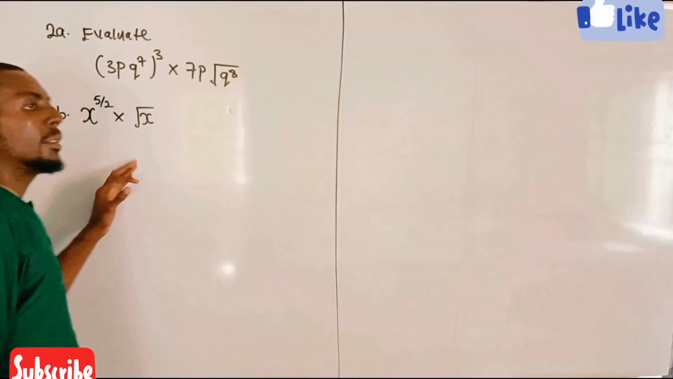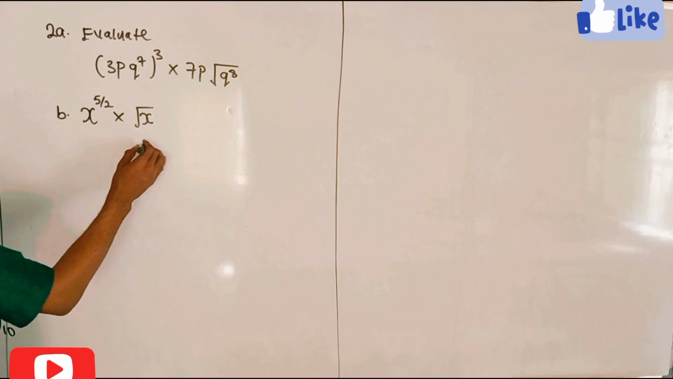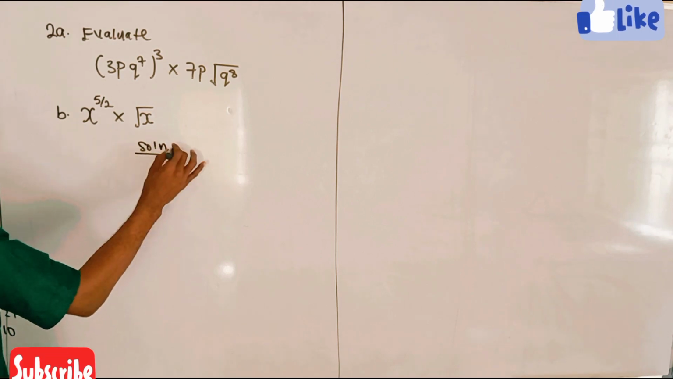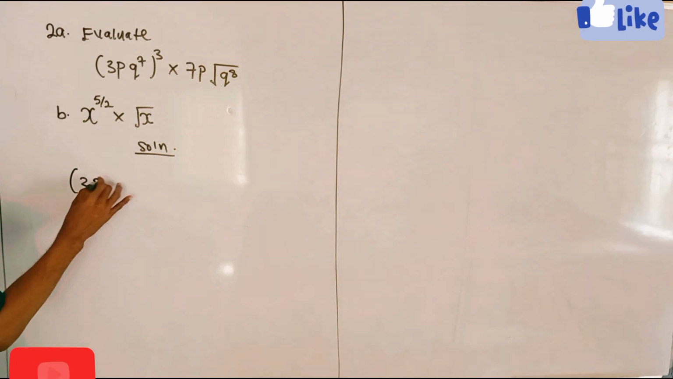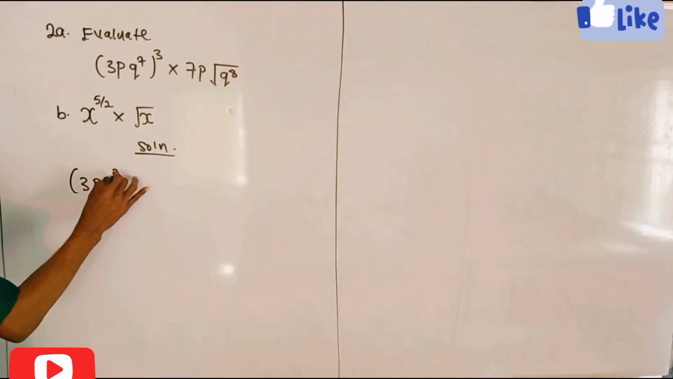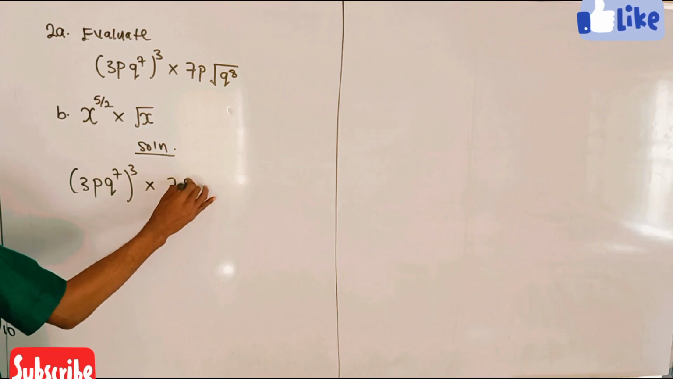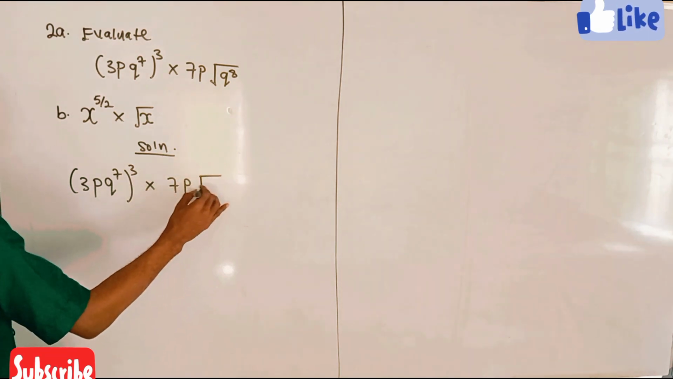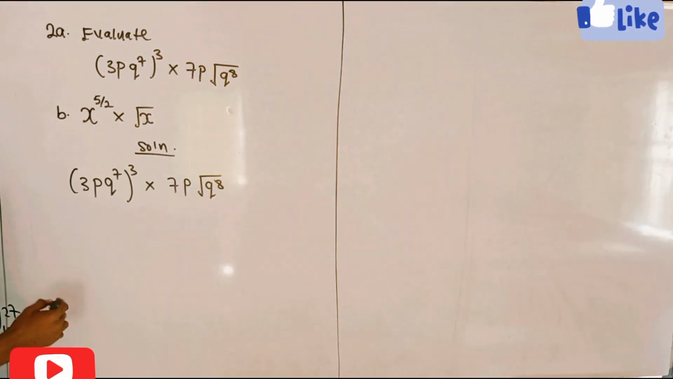Okay, let's get to the next question. Now this is the second question, and of course this is under indices. So we have the solution: 3pq raised to the power 7, or q multiplied by 7p, the square root of q raised to the power 8.